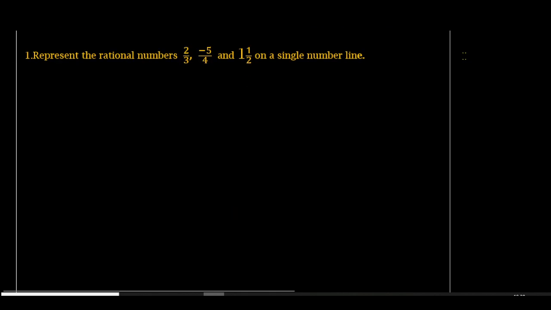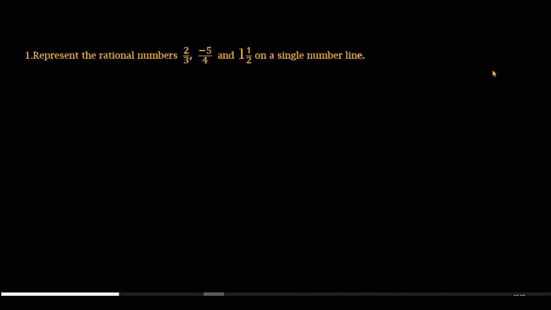Look at the first sum. The first sum is: represent the rational numbers 2 by 3, minus 5 by 4 and 1 by 2 on a single number line. So one number is 2 by 3, another number is minus 5 by 4, then the third number is 1 by 2. For all the three numbers, find the decimals.